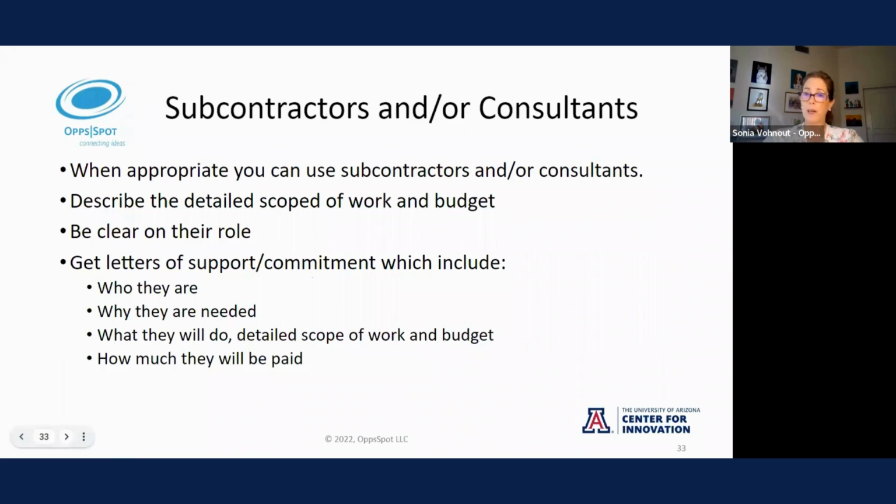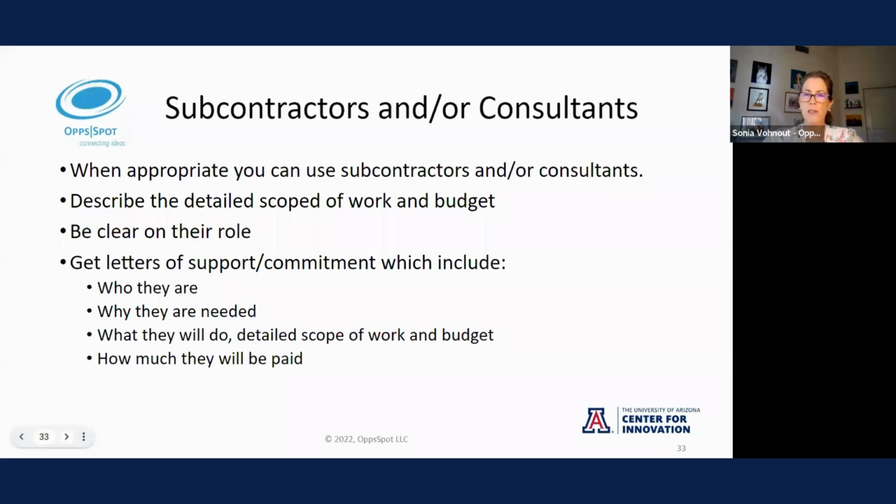Same thing with subcontractors and consultants. Why are you using them? What are they going to do? What's their role? How much are you going to pay them? And why? And their letters of support, or their letters of commitment, should indicate all that information. If it's not in there and the DOE likes your proposal, they're going to come and ask for it anyway. So make sure that you have it all there.